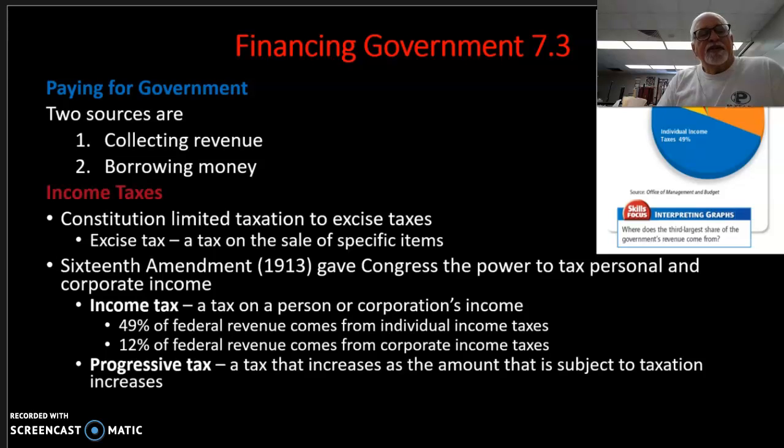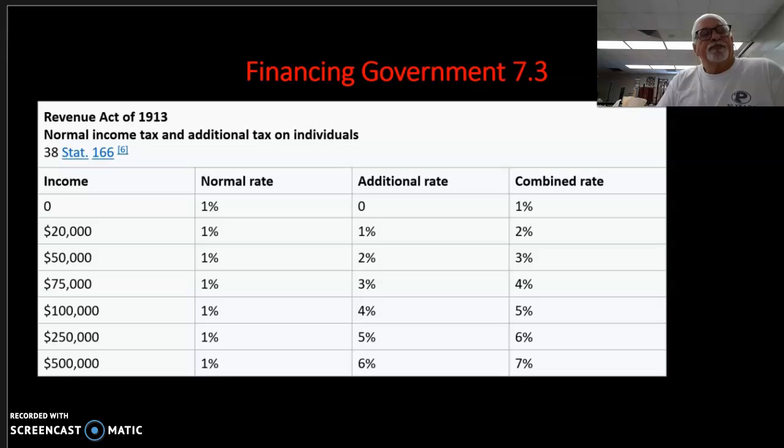Income tax tends to be a progressive tax. That is, a tax that increases as the amount that is subject to taxation increases. So, for instance, if a person makes $1 million, they pay a higher tax rate than a person who makes $50,000. So the tax rates go up.